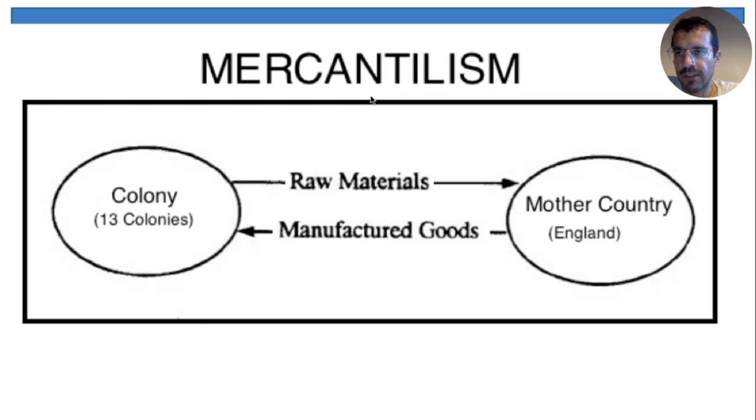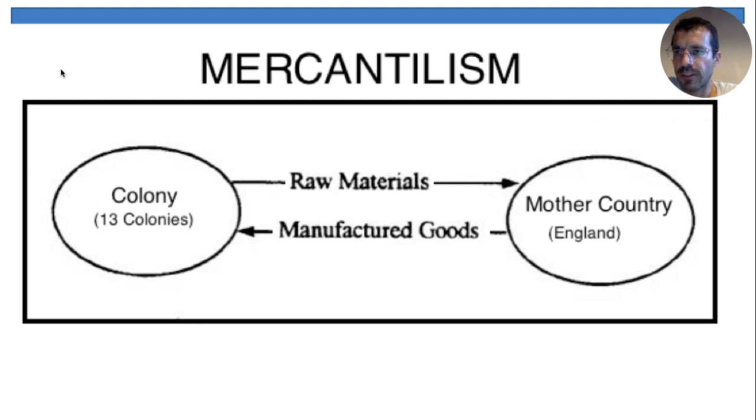In this image, you can see that natural resources, also called raw materials, were sent from the colonies to the mother country, England, and in return, the manufactured goods made in England were sent back to the colonies to be sold to the colonists. No other countries besides England were allowed to be involved in this process.